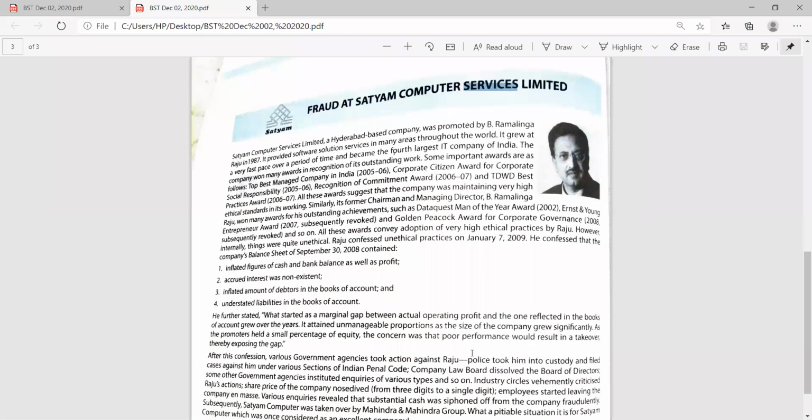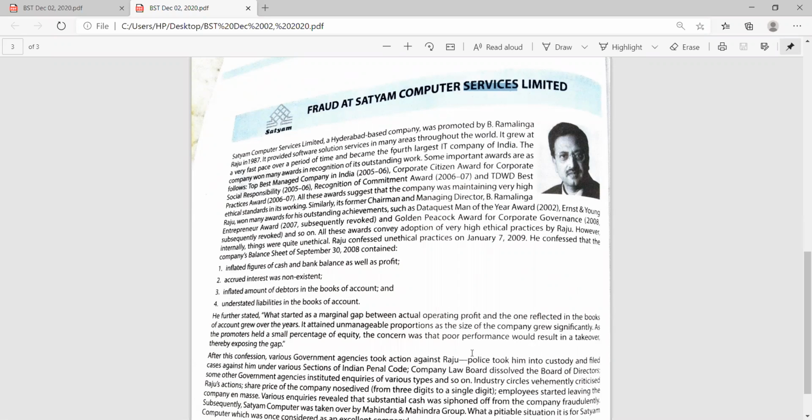Satyam Computer Services Limited, a Hyderabad-based company, was promoted by B. Ramalinga Raju in 1987. It provided software solution services in many areas throughout the world. It grew at a very fast pace over a period of time and became the fourth largest IT company of India. The company won many awards in recognition of its outstanding work.